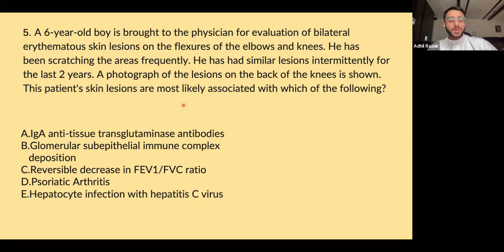So this patient's skin lesions are most likely associated with which of the following? I think you must have already noticed the answer because I pressed next by accident, trying to find the photo. But the answer is reversible decrease in FEV1 and FVC ratio. Do you know why? Can anyone online explain it?